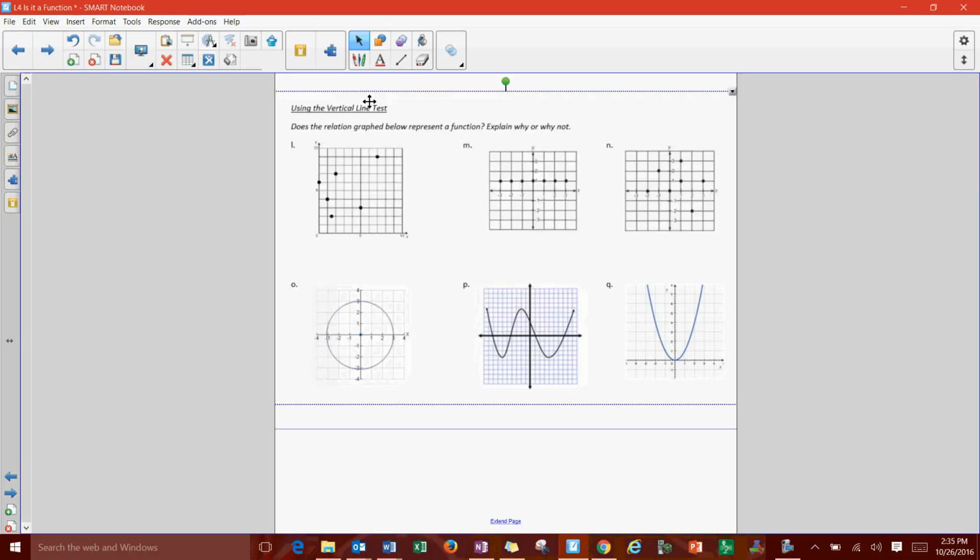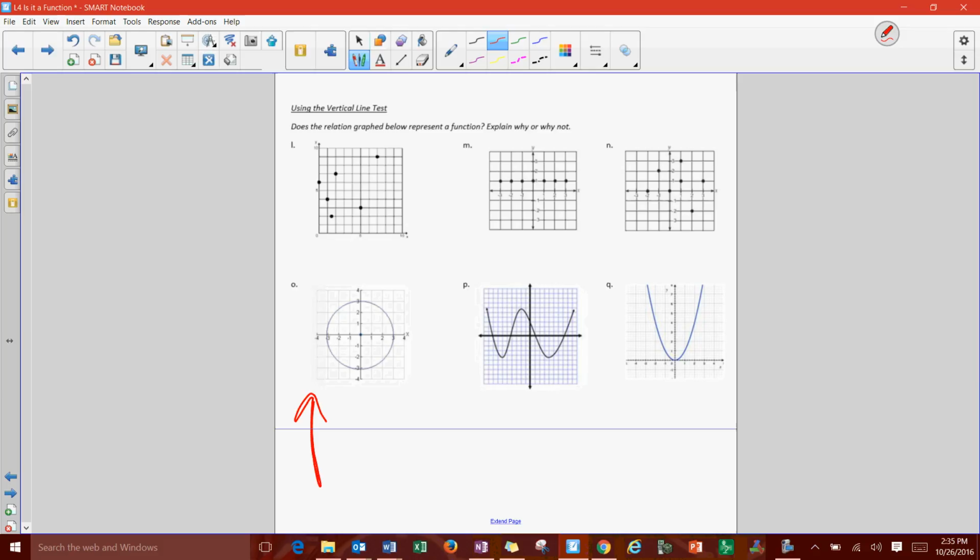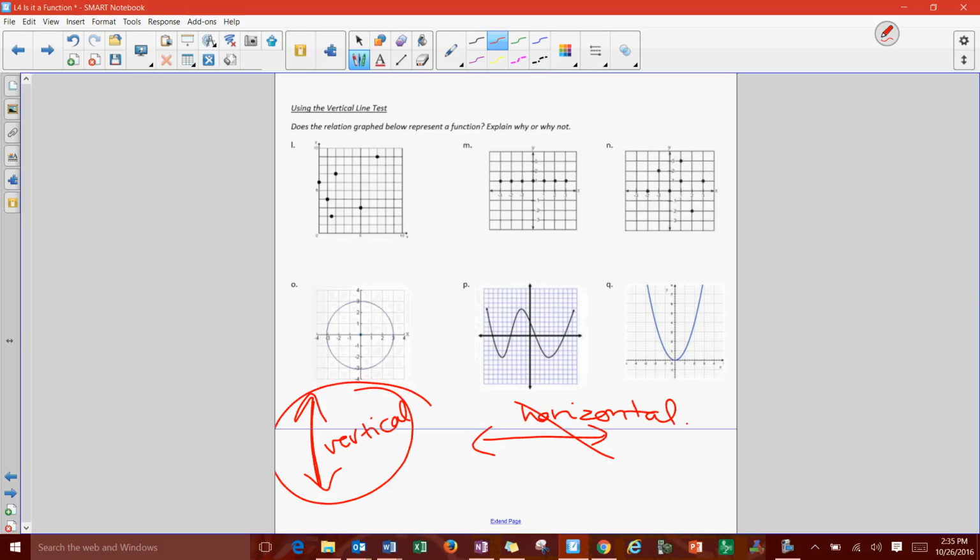All right, last thing that I promised we'd talk about is called the vertical line test. If you're given a graph, and you need to determine if it's a function or not, you can use what's called the vertical line. A vertical line goes up and down, right? This is a vertical line. This is horizontal. We are doing the vertical line test, so we don't care about horizontal lines here. So what you're going to do is draw vertical lines on your graphs.